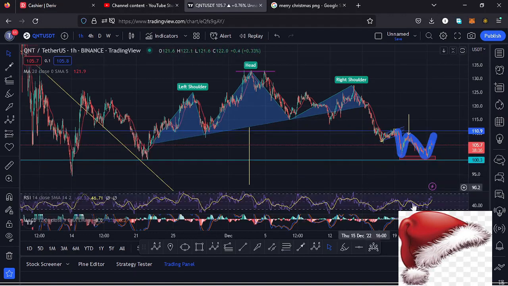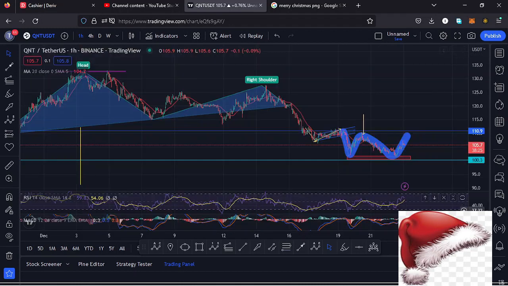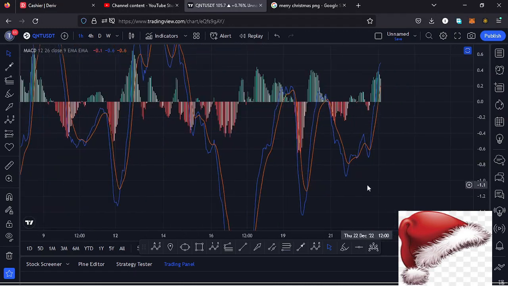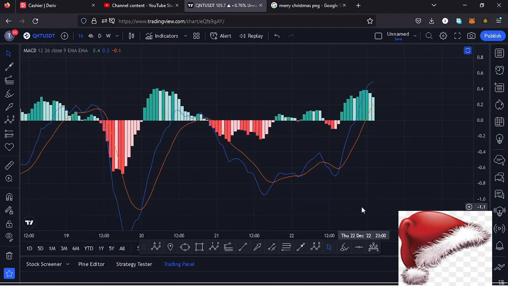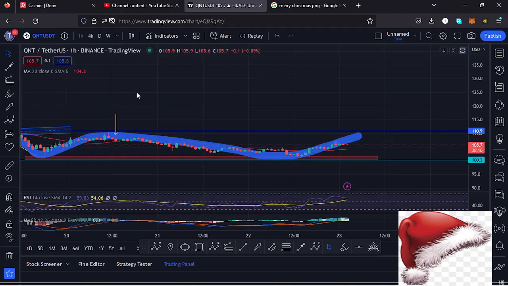Also taking a look at the indicators, on the RSI we are trading at around the 59 mark, meaning we have massive room to support any movements to the upper side. Also taking a look at the MACD, we have been able to print a bullish cross, and that means higher prices are coming our way. So let's be patient and see how that plays out, and I'll keep you updated.